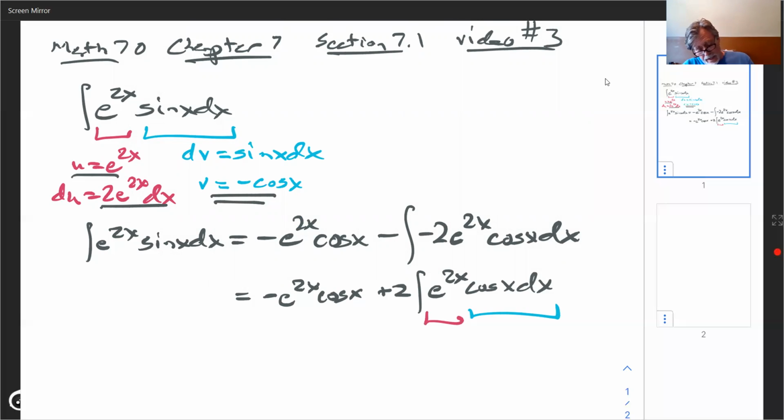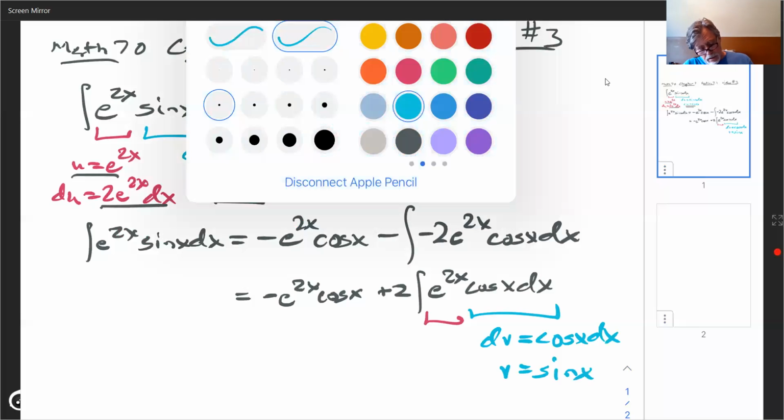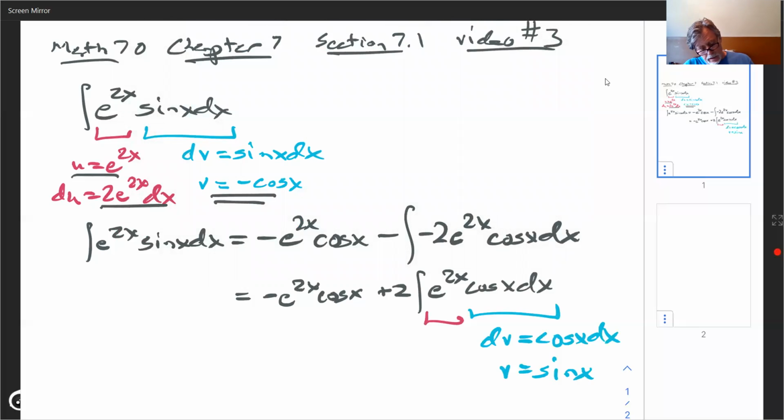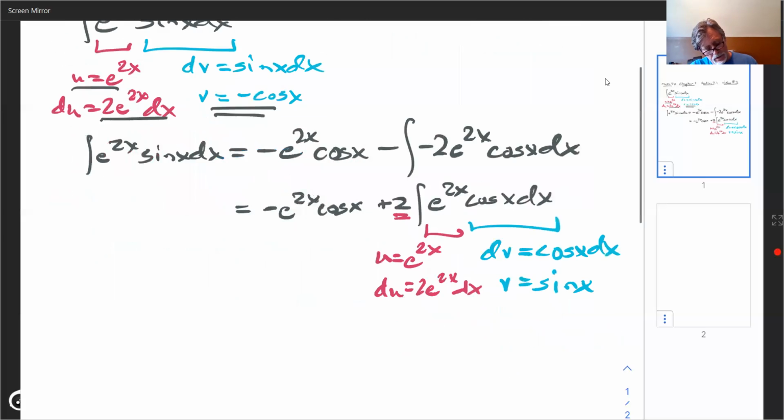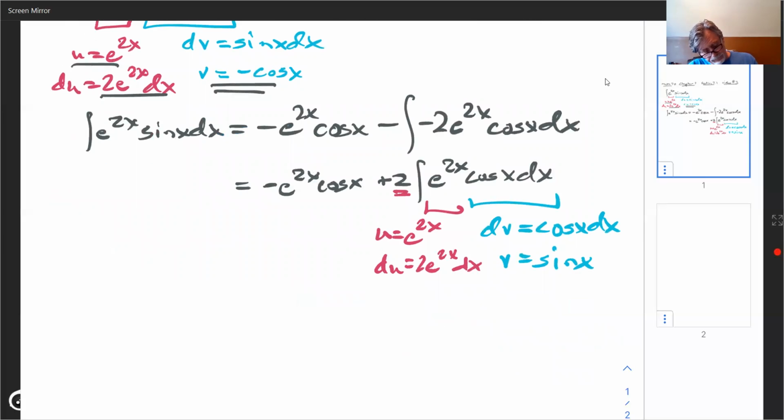Okay, so let's do that. Now we're going to say that dv is cosine of x dx, and upon integrating, we get sine. Okay, and when we say u is e to the 2x, we get again du is 2e to the 2x dx. And remember, there's this extra 2 out front too, so it's kind of piling up a little. Well, that's okay. It ends up being the last time we have to do this. Let's write what we have. We have the integral.